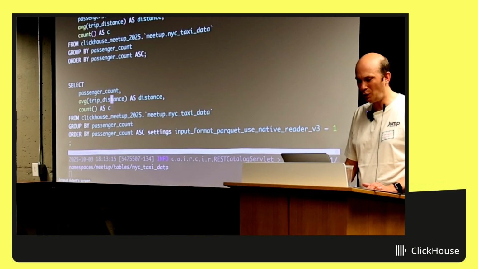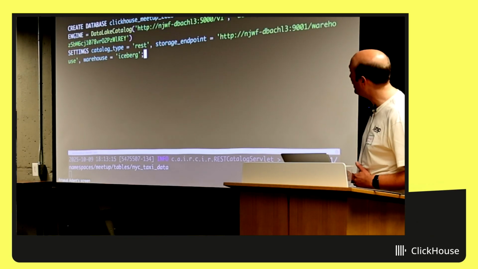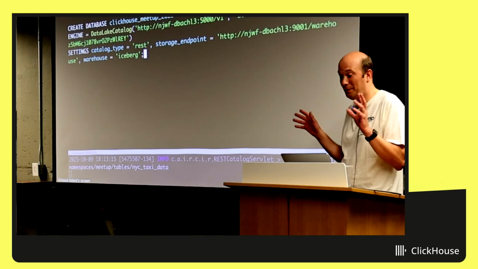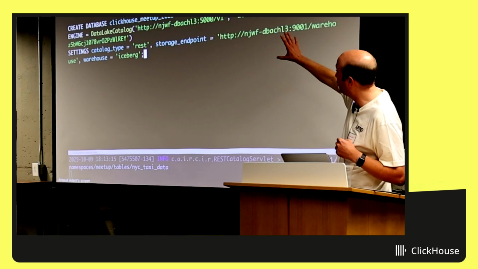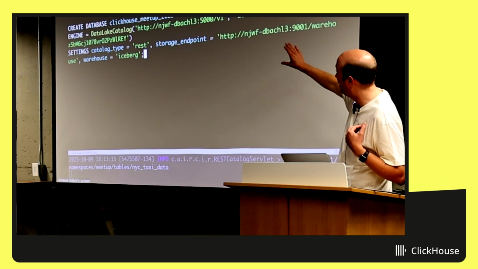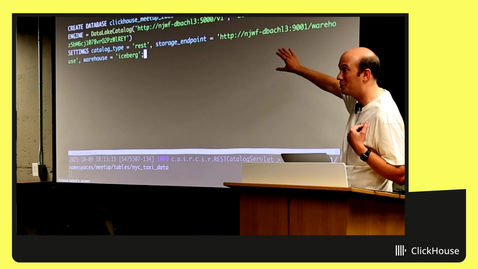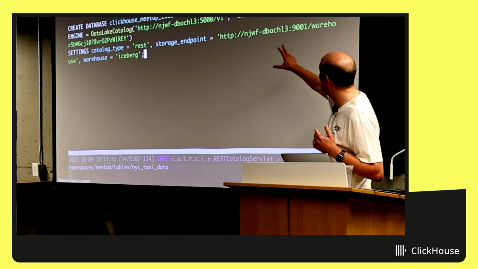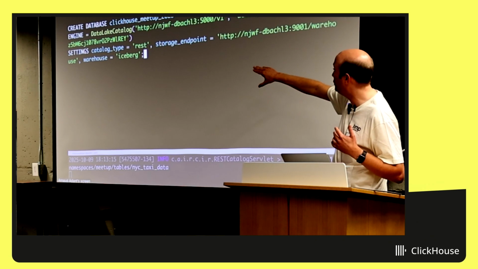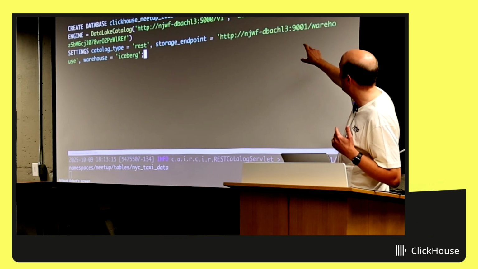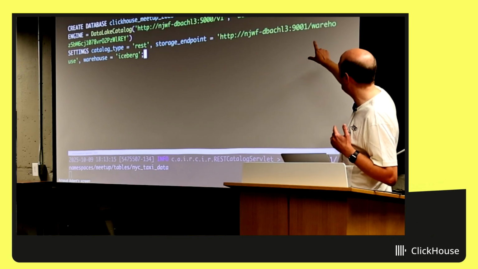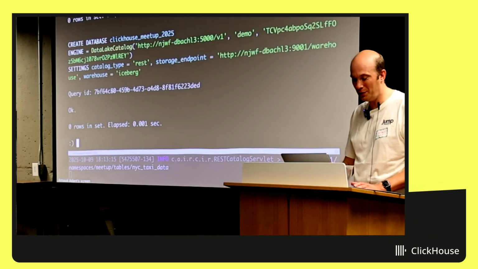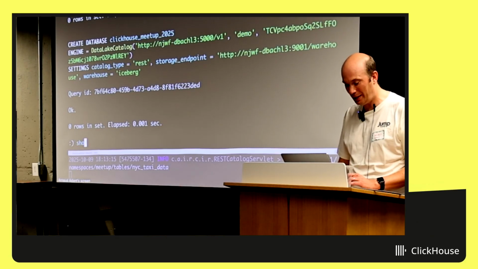And so what I'm going to do is create a process. I have no data attached to it. I'm going to allow ClickHouse to see Iceberg, and I'm going to point to a MinIO server, but this could be S3 for this demo, and I'm going to use a REST catalog, which is at port 5000, and the MinIO is at port 9001. So let's see what it does. So it works. And this database is ClickHouse Meetup.